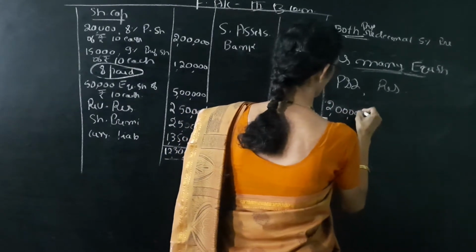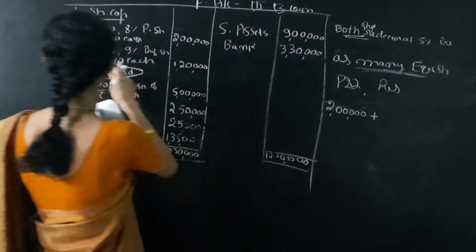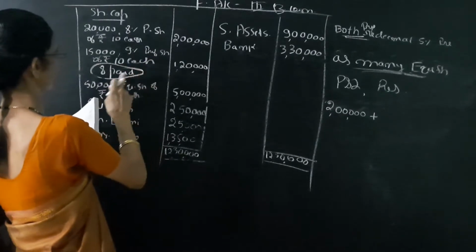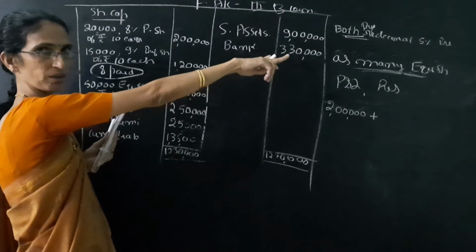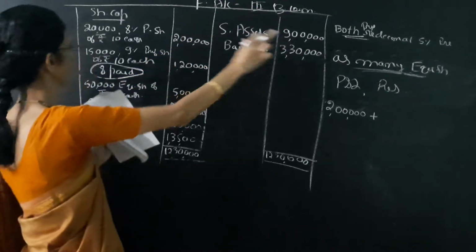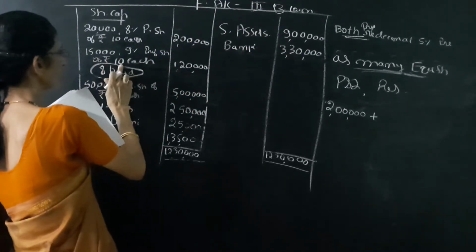Plus here it is 15,000 shares of rupees 10 each. It is 8 paid, but we have received the final call money. So now it is fully paid. That means 15,000 into 10 rupees.